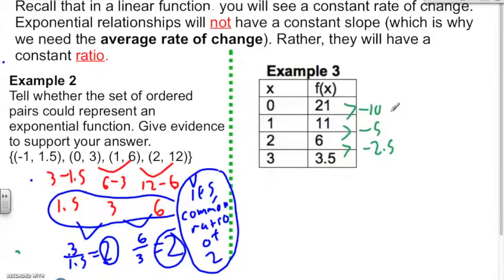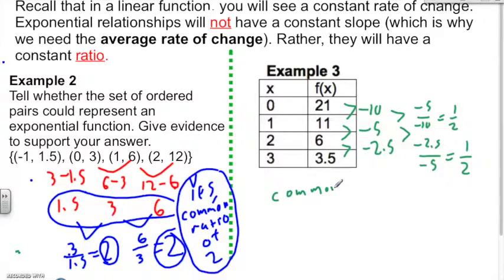So what we need to do now is divide these differences and see if we get a common ratio. So negative 5 divided by negative 10 is going to give us 1/2. And negative 2.5 divided by negative 5 is going to give us 1/2. So since we have a common ratio of 1/2, we are going to see that this is an exponential function. If these were to come out to be two different numbers, let's say 1/2 and 1/4, then we would say that this is not an exponential function.